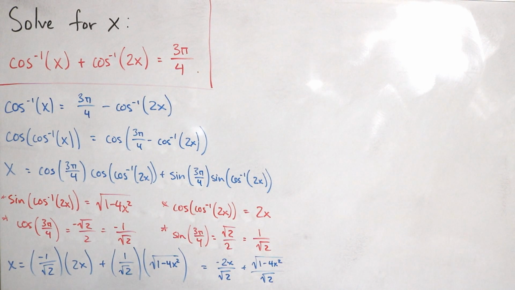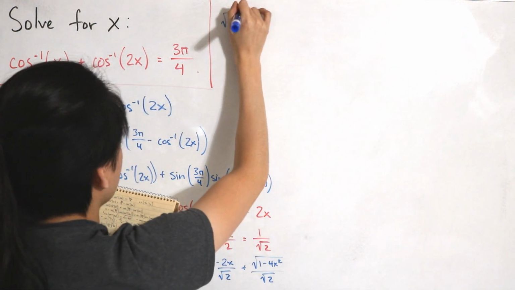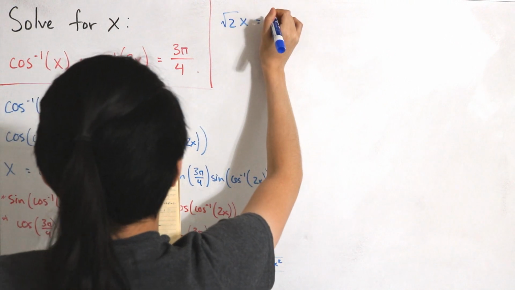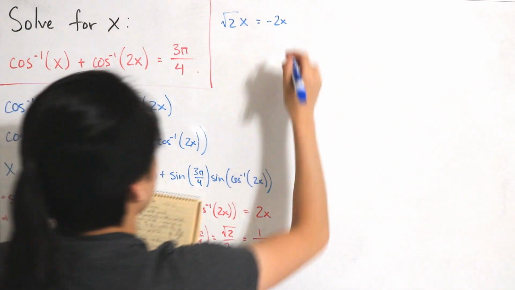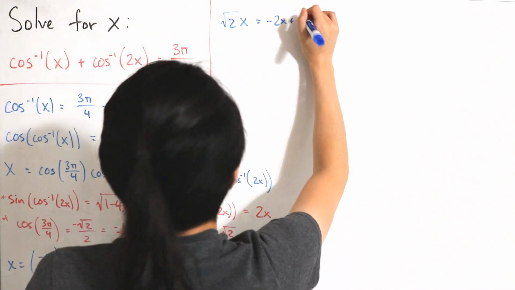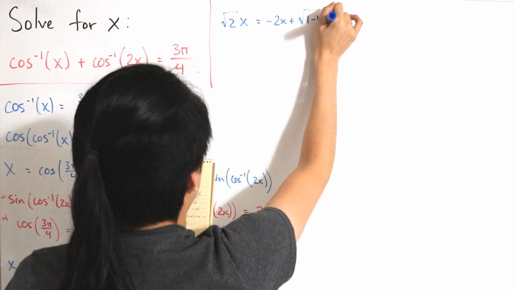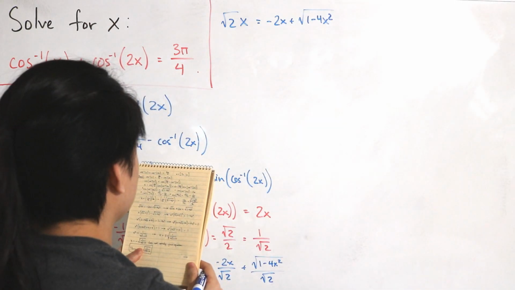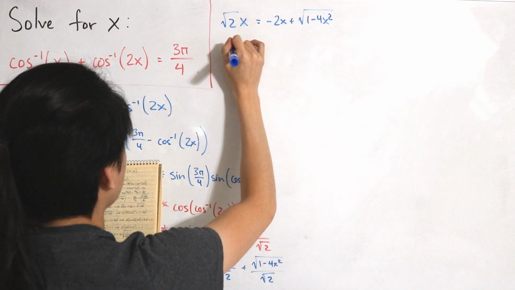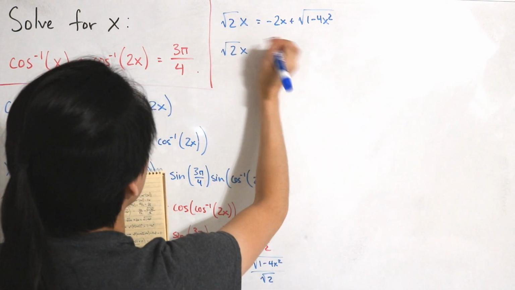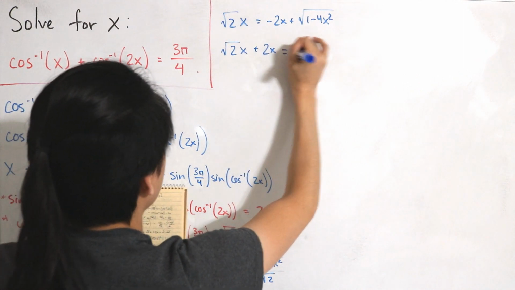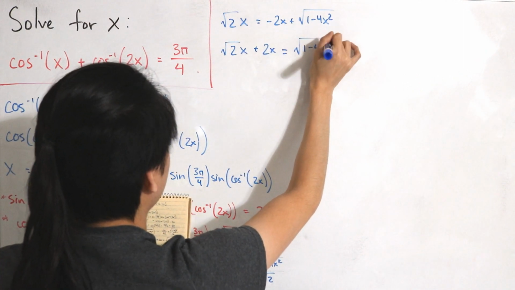And so from this now, what I can do here is they share a square root of 2. I'll just multiply the square root of 2 to both sides. So that means we have the square root of 2 multiplied by x, and this is going to equal minus 2x. So everything from the square root of 2 from the denominators both here are just going to disappear. So plus the square root of 1 minus 4x squared. We can actually just add the 2x to both sides. So at least this makes it helpful. We were trying to separate all the constants and variables on their own. So plus 2x equals the square root of 1 minus 4x squared.